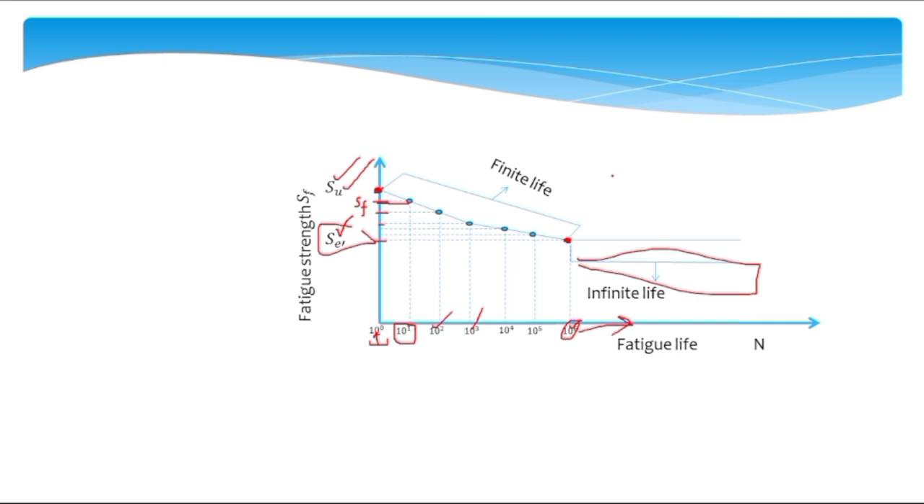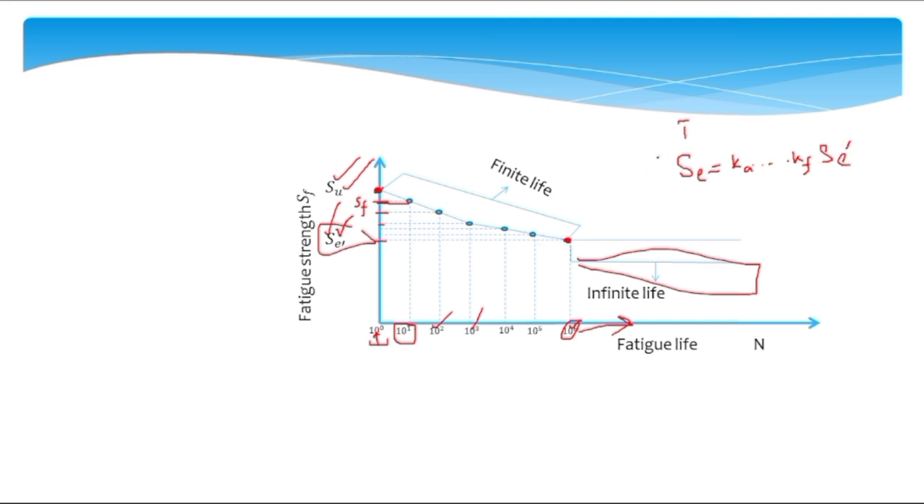But this SE dash is for an ideal case, when the surface finish is ideal and there is no notch. But if you want to have an element that needs to have infinite life and there is a notch, or the surface finish is not good, or you want to use that element under a temperature different than the one for which SE dash is found out, then for that the endurance limit will be represented as SE, and it will be equal to Ka, Kb, Kc, Kd, Ke and Kf multiplied by SE dash.